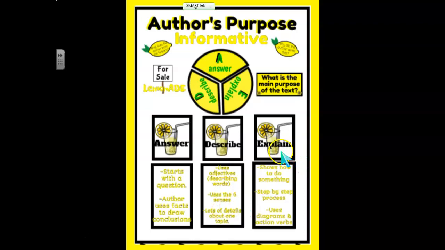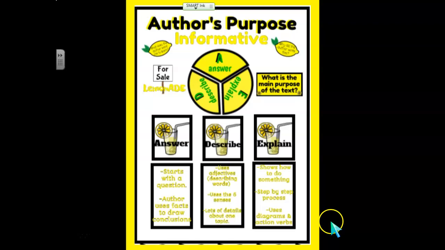And then the author can write to explain something to us. All right, the author may choose to explain if they want to show you how to do something. That would be a step-by-step process. A lot of times these will use pictures and diagrams of what they are showing you, okay? These may be like recipes or how-to, almost like tutorials that you will see.